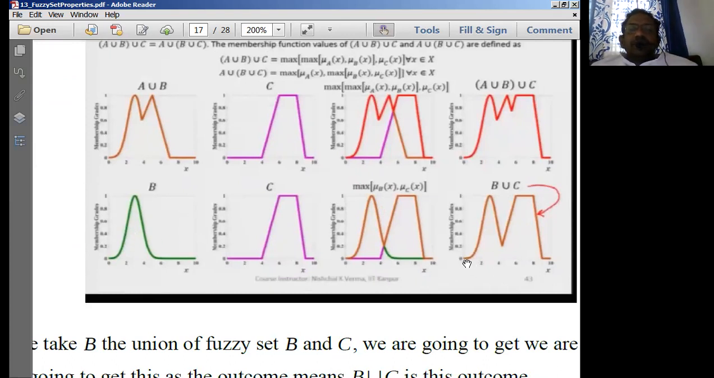Once again, same thing now. It is going to be a trapezoidal function. This is maximum now. The Gaussian function is maximum, then you're going to have a trapezoidal function from 4 onwards. That means this is a Gaussian function, this is a trapezoidal function. So up to here, this Gaussian is maximum. After this, the C is maximum. So therefore, up to here, it will be Gaussian function. Later on, it is a trapezoidal function. This is called B union C for us.